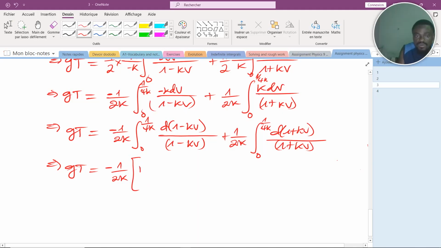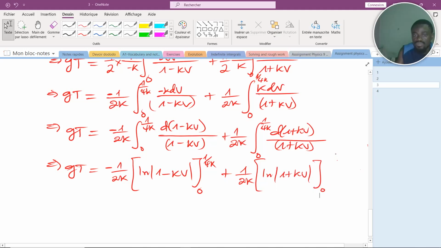This integral will give us ln of the absolute value of what? 1 minus kv. Is that okay? Boundaries going from 0 to 1 on 4k, plus 1 all over 2k. The integral of this is ln of the absolute value of what? 1 plus kv. Is that okay? Boundaries going from 0 to 1 on the 4k. Is that okay? Okay, very good.